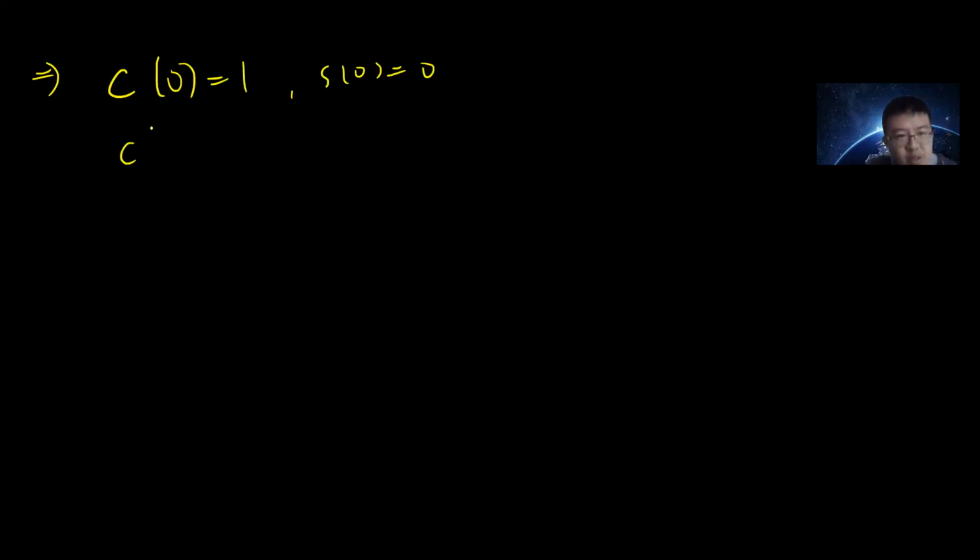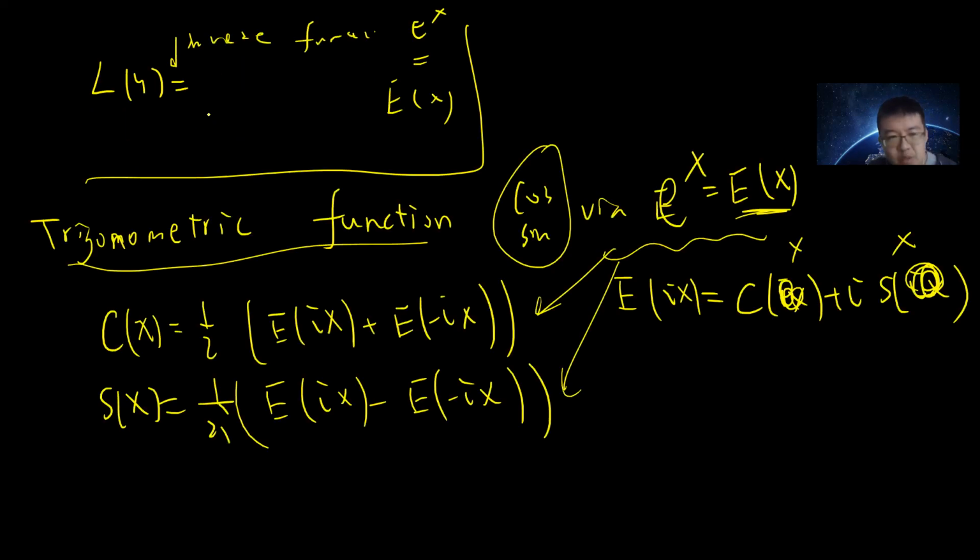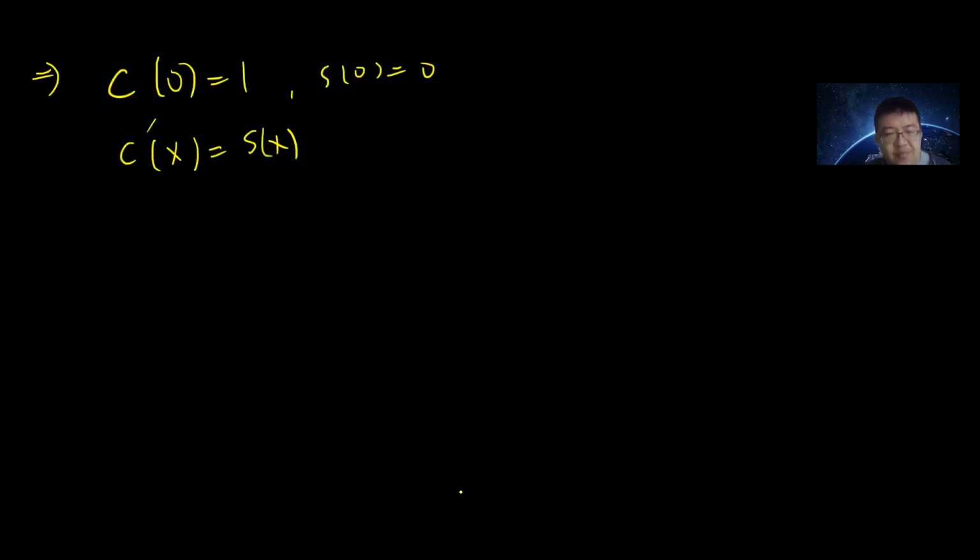Okay, now you can easily see that C prime of x, the cosine differentiation, is minus sine. This also comes from the property of the exponential, right? Because we know that e prime of x is just e of x. And the sine prime of x will be cosine of x.